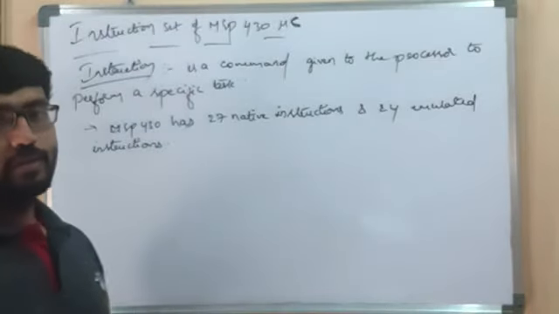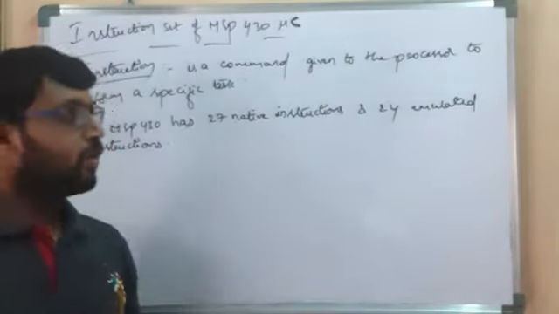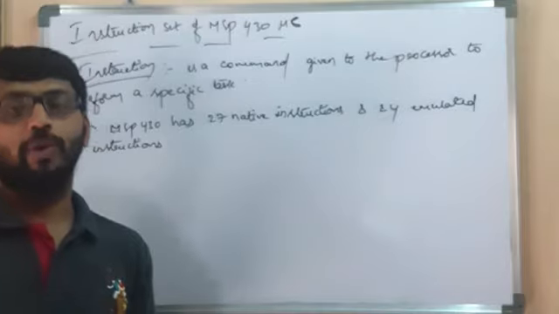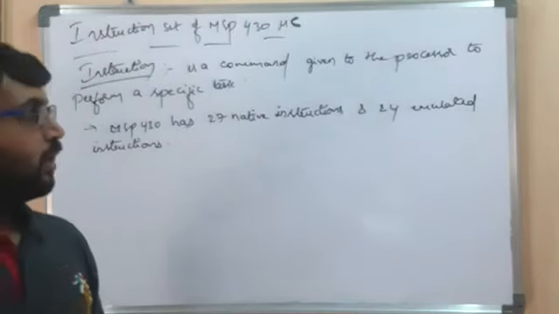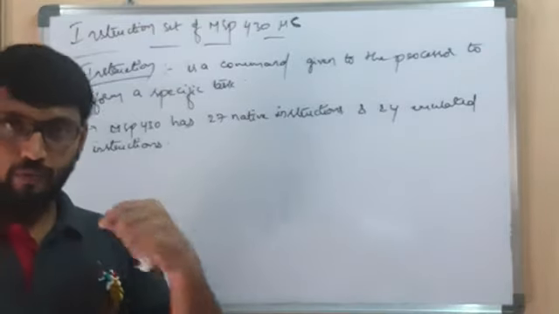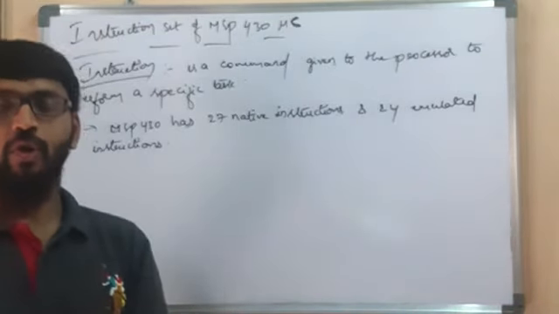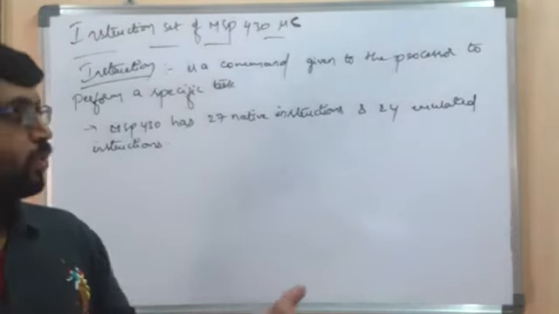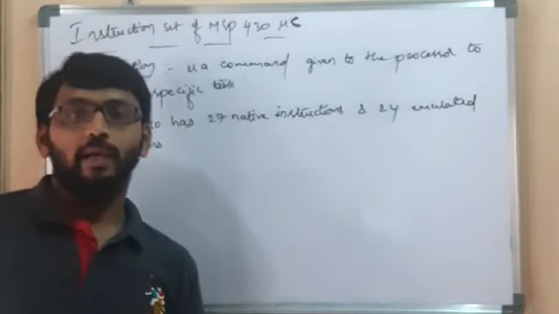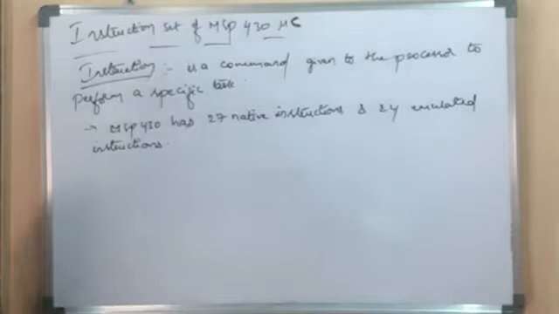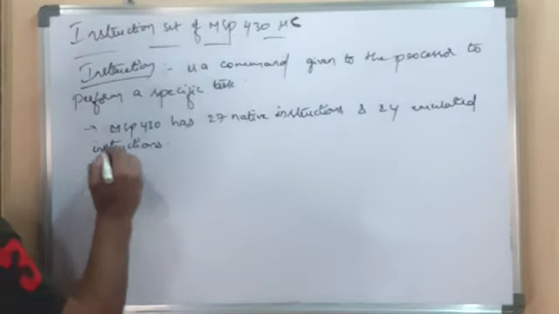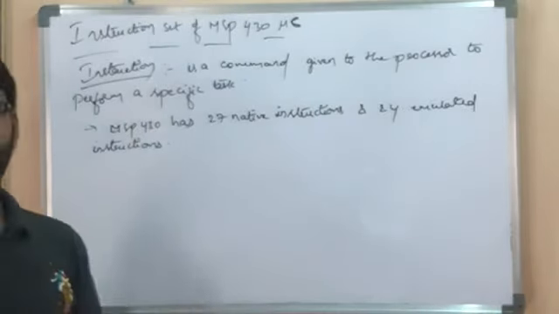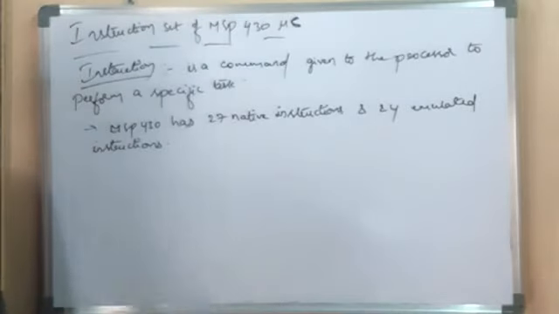The meaning of emulated is that it is an instruction which contains only one operand, and that operand is a destination. An emulated instruction contains a single operand, and that operand is a destination. Those types of instructions are emulated instructions. There are different instructions, so let us discuss them one by one.